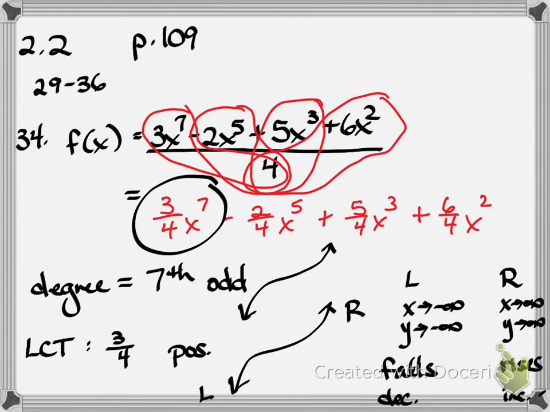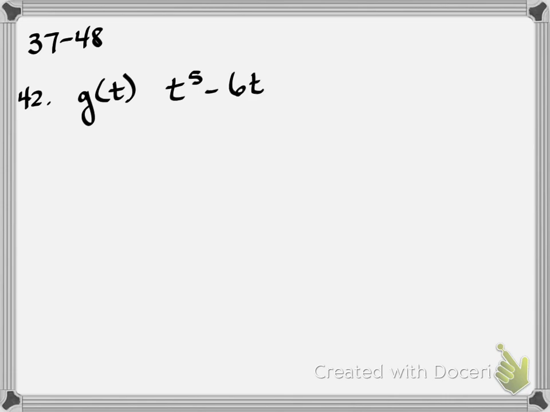37 through 48, finding the zeros, that was a huge topic for us. Let's do 42. g of t equals t to the 5th minus 6t to the 3rd plus 9t. Finding the zeros. I'm going to try to factor if I can. I want to try to factor. And this has a GCF of a t. So let's factor a t out.